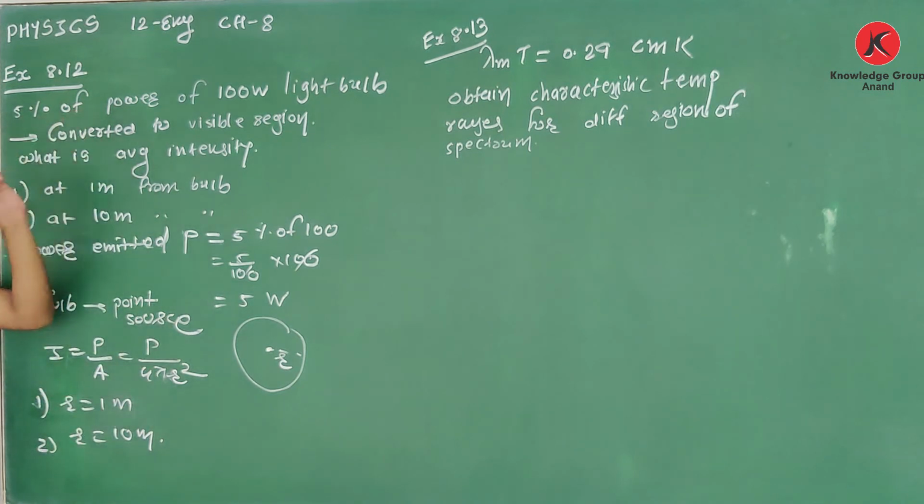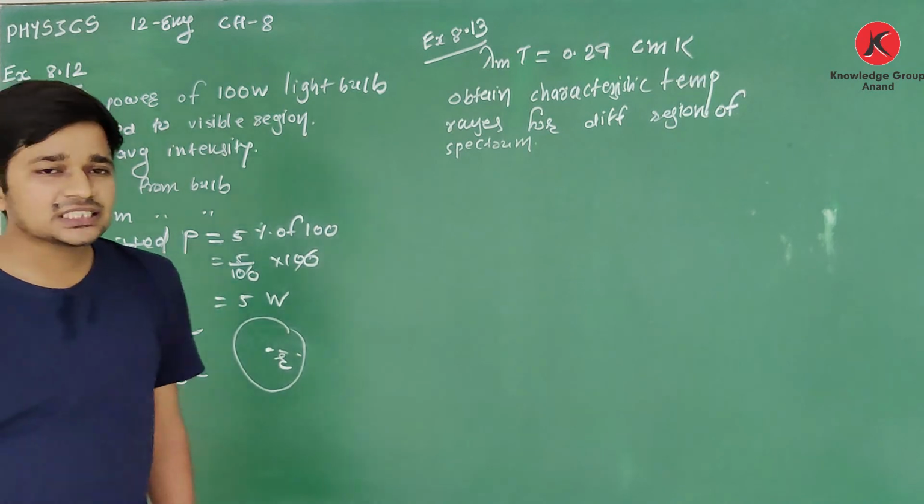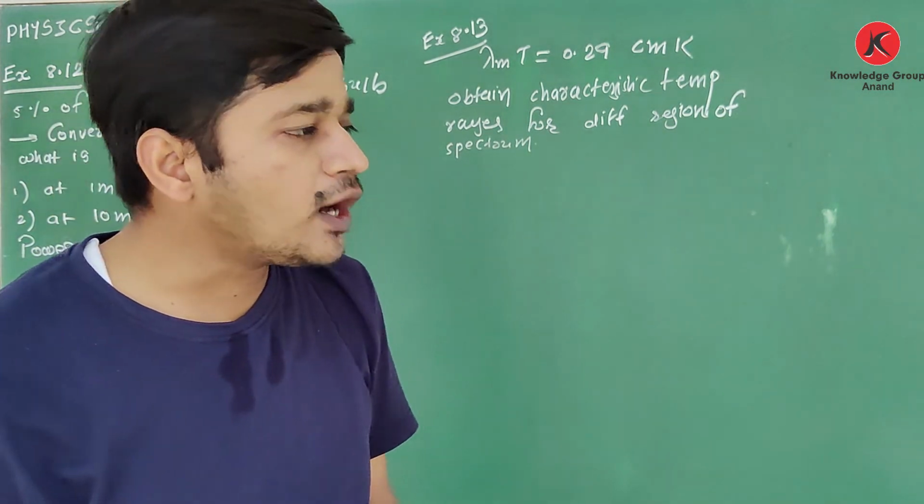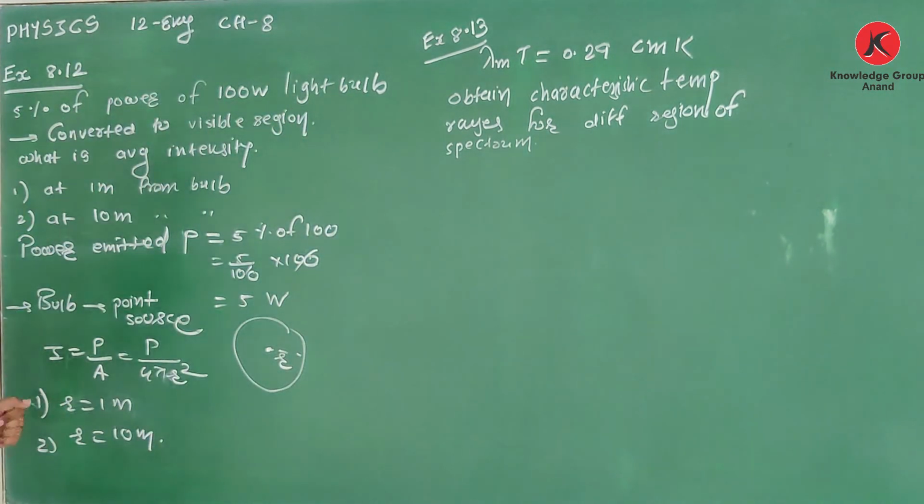You have to first of all understand the meaning of this. If 5% of a 100 watt light bulb is converted in the visible region, then that is the power. Equation of intensity is I is equal to P upon A. Why is A equal to 4 pi R square? Because the surface will be spherical in all directions at equal distance. R is equal to 1, then R is equal to 10.